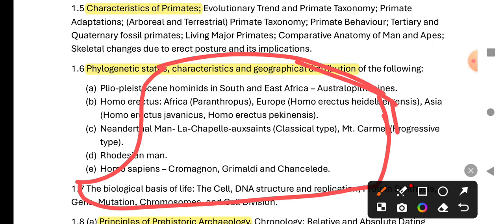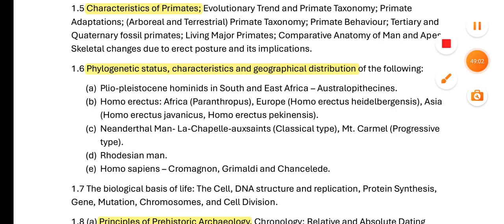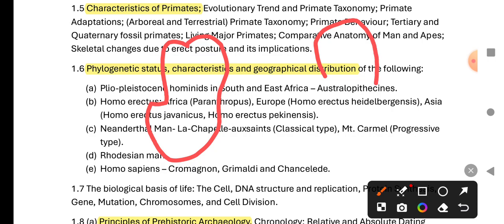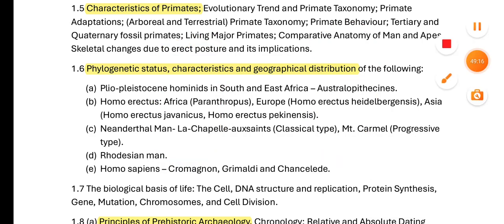So you should remember, Australopithecus had an animal-like forehead, while Homo erectus has a vertically structured forehead like this. And Homo sapiens has a prominent forehead like this. So you should remember.